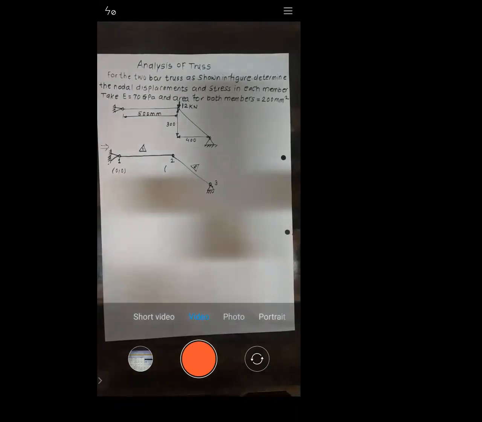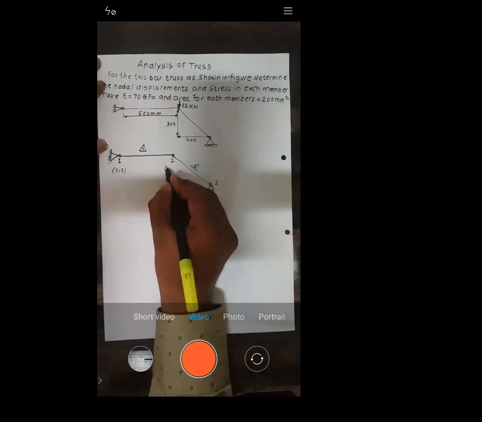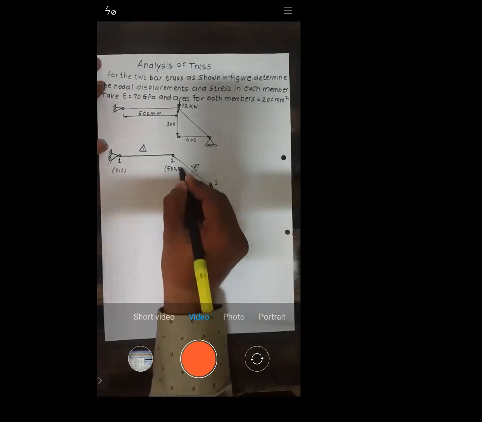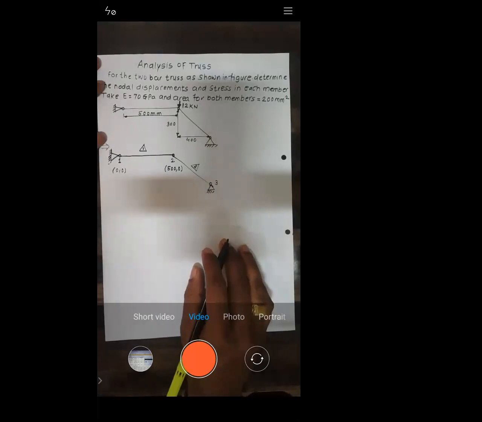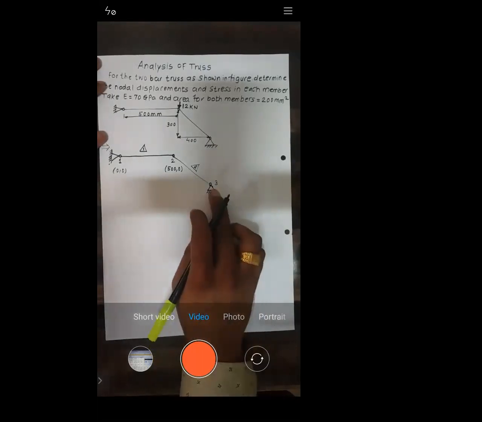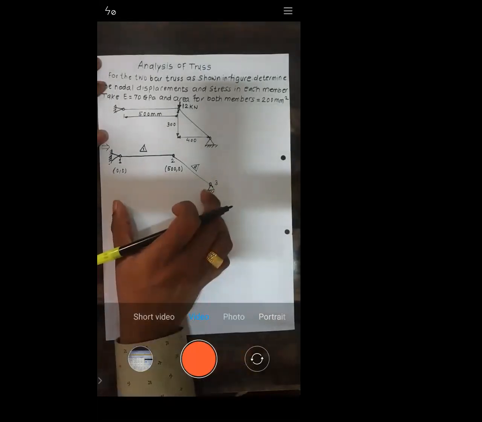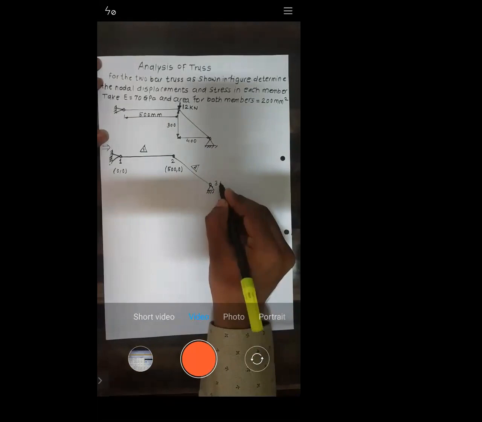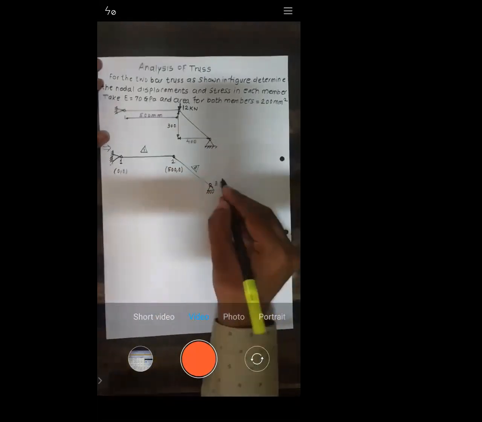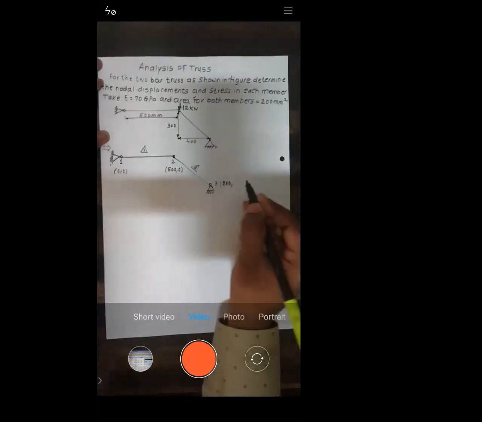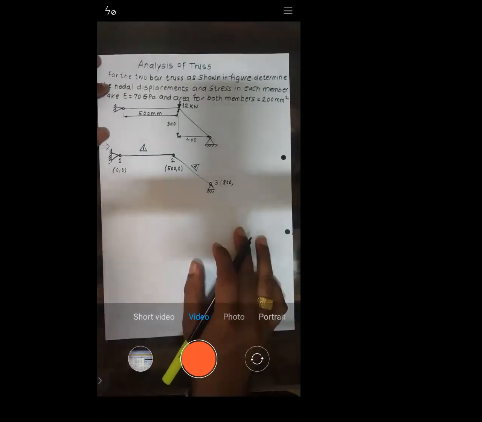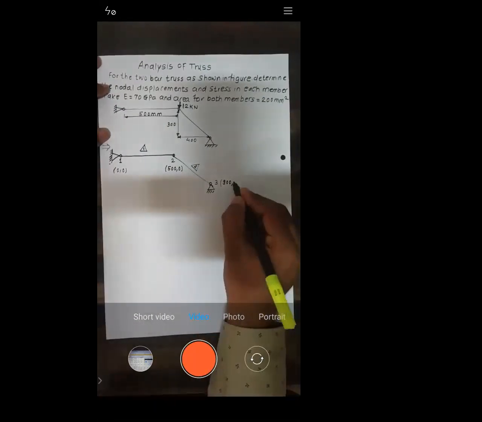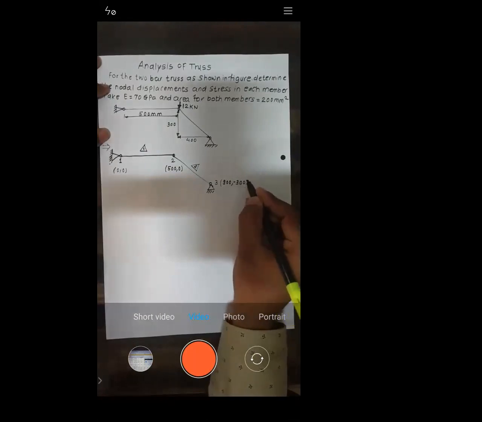500, 0. Is it okay? This is 500, 0. Next, 900, 300. What is the x coordinate? 900. This is 500, this is 400, so this is 900. What is the y coordinate? Minus 300. It is minus 300, right? Because we are going down.